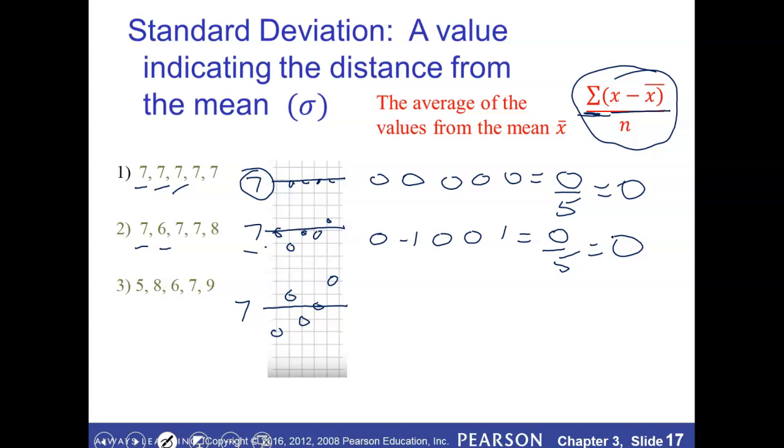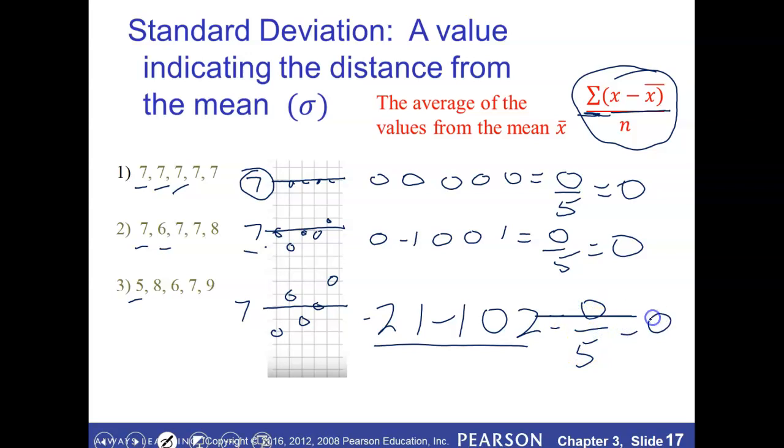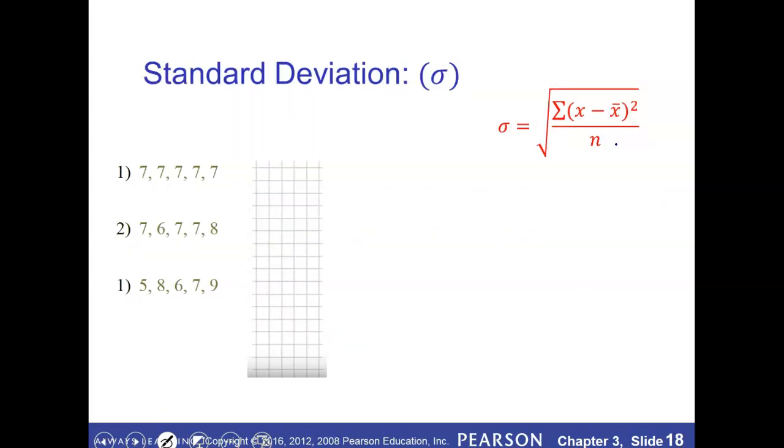Well, I can do the same thing with the last set. If I take each of these points, 5 minus 7 is negative 2, 8 minus 7 is 1, 6 minus 7 is negative 1, 7 minus 7 is 0, and 9 minus 7 is 2. And if I add all these numbers together, again, I get 0. Divide by 5, and I would get 0. So we have a problem. This formula isn't going to work, but it's what most people would think that the standard deviation would be. So we've got to come up with a unique way for finding the standard deviation.